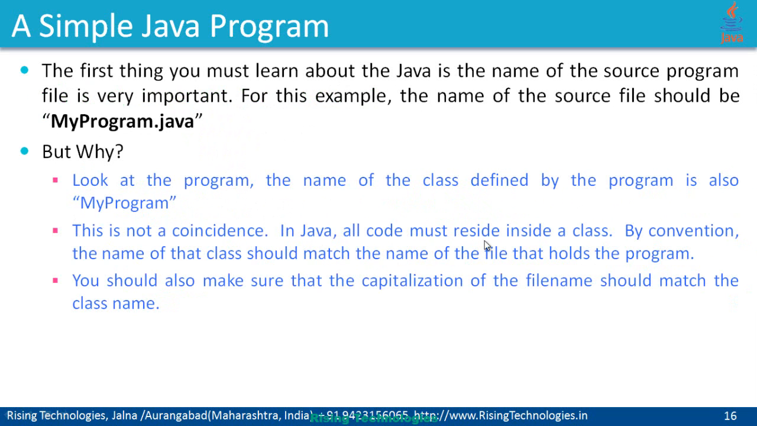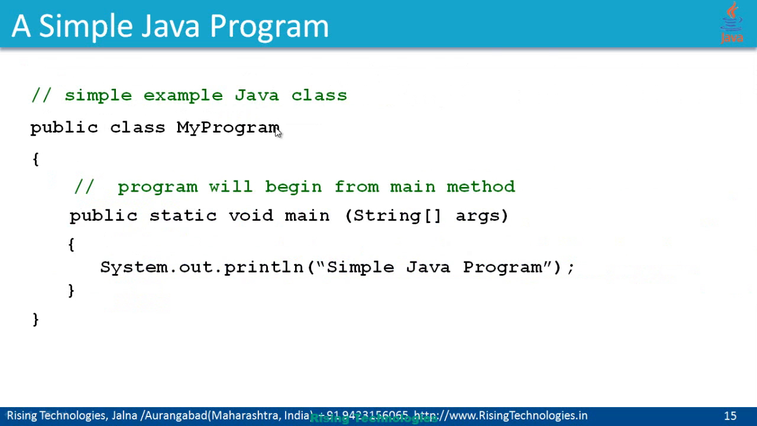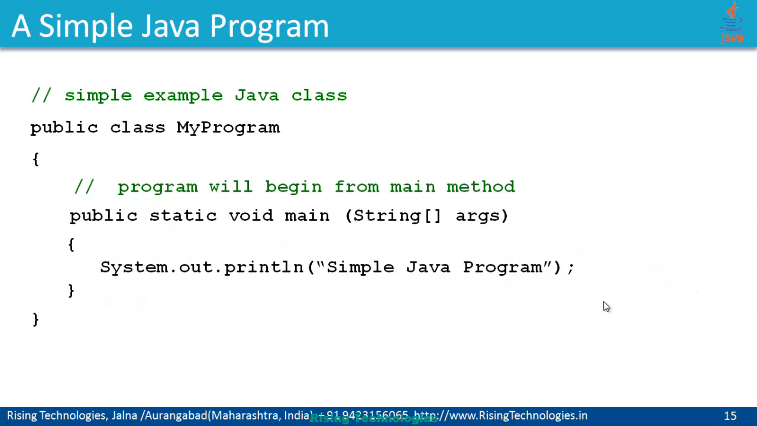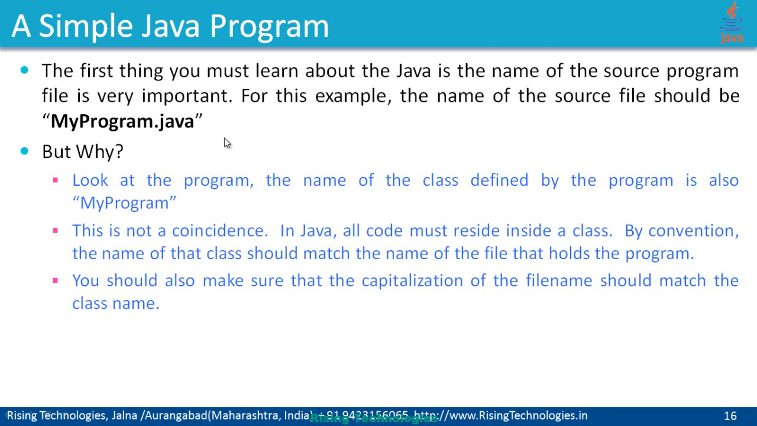In Java, all code must reside inside a class, and by convention, the name of that class should match the name of the file that holds the program. So that is why my class name is MyProgram, so I should save this program with the name MyProgram.java. One more thing, you should also make sure that the capitalization of the file name matches the class name. That means I cannot create a class something like myProgram and save it with a file name MyProgram that contains P in uppercase.